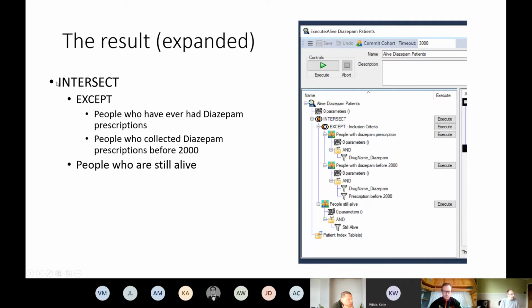Again, you see the result set being laid out just in text. So we've got an intersect at the very top. We've got our exception of the diazepam prescriptions in the before 2000. And you can tell by the tabulation, the tabbing in on the bullet points, what level these things are sitting at. So this is an exception, so it's take point 1, get rid of point 2, and then it's an intersect, which is intersecting all that stuff in the accept with those who are still alive.